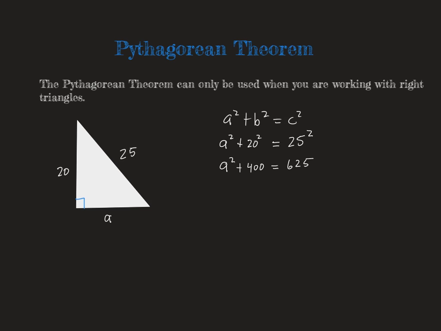Now I want to subtract 400 from both sides. This is going to cancel, and now you have a squared is equal to 225. Now we're going to find the square root of both sides. The square root of 225 is 15. So that's how you solve for that missing variable.